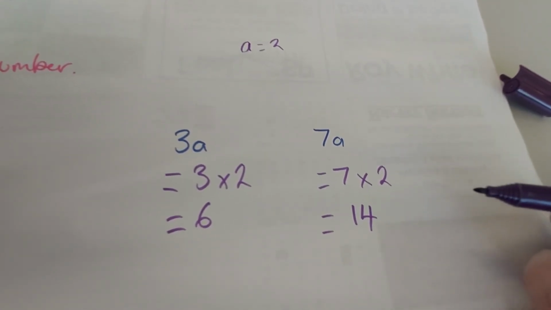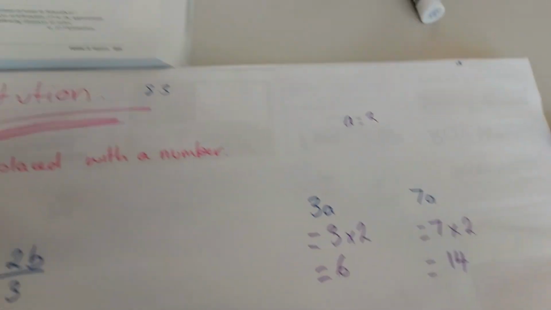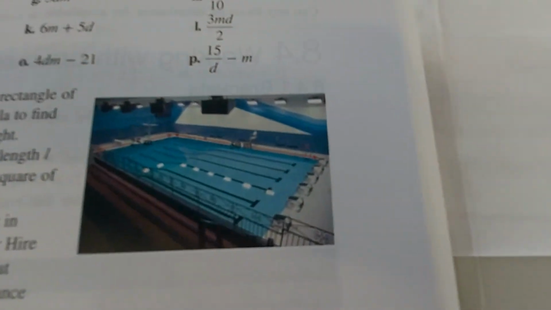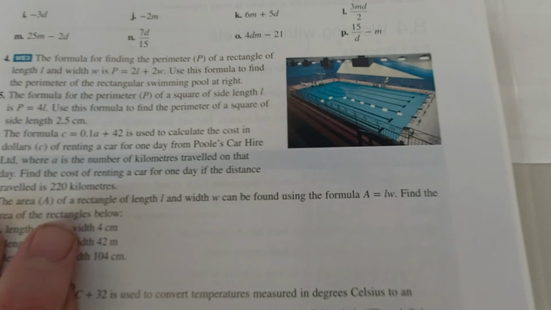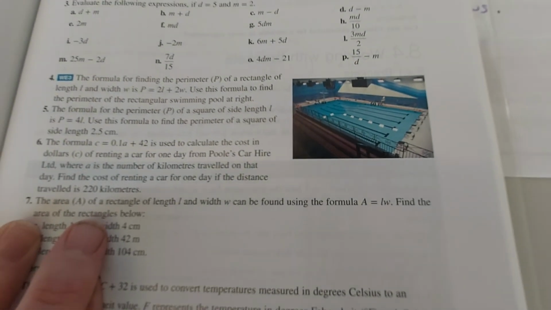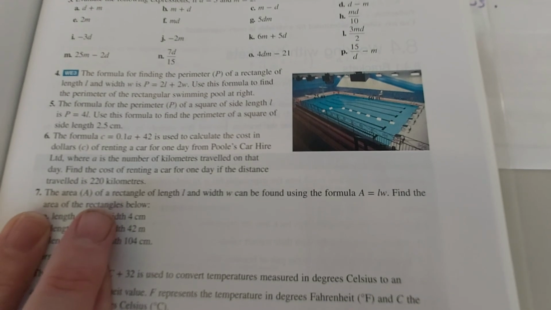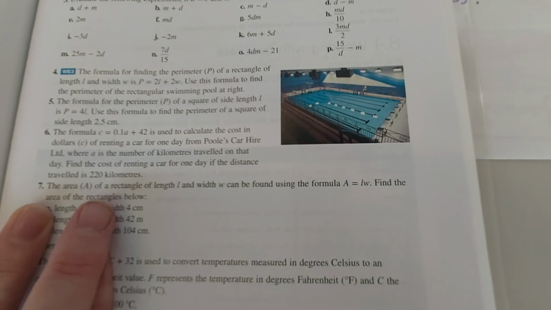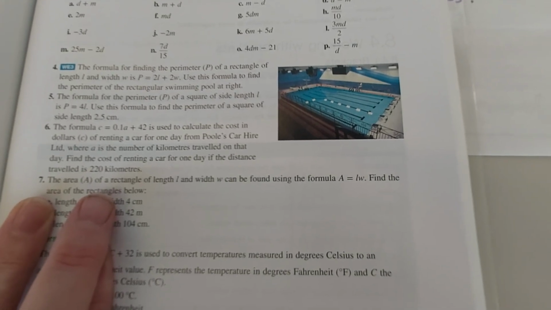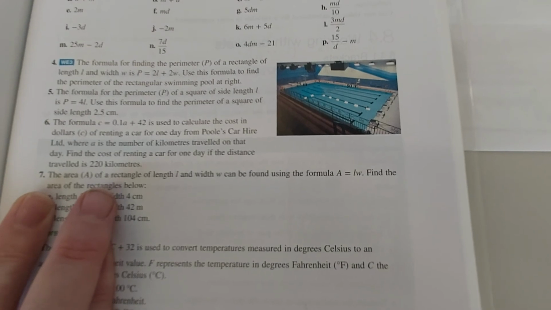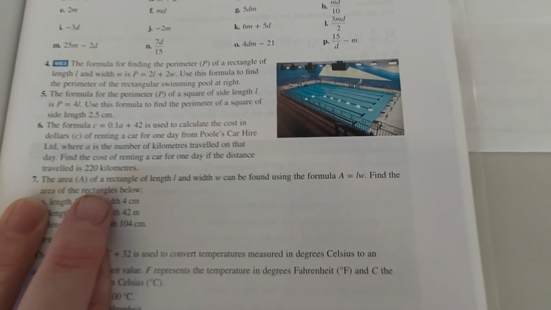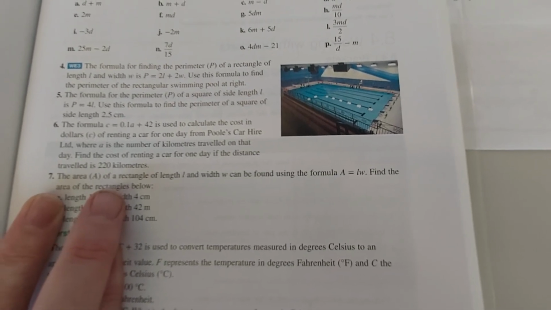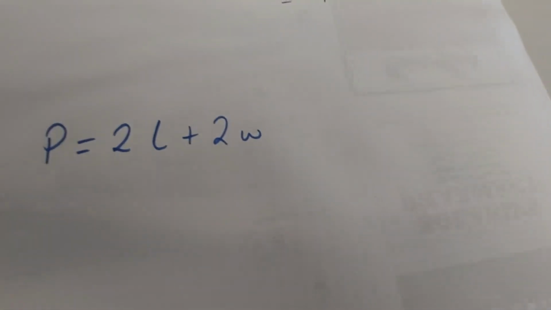Now, there does get to be a more complicated question if you go down to question 4. Now, you know it's a cool question because there's a picture of a pool. Ooh. Okay, let's read through this question together. The formula for finding the perimeter, P, of a rectangle of length L and width W is P equals 2L plus 2W. Use this formula to find the perimeter of the rectangular swimming pool at right. Okay, so the first thing I'm going to do is write down my formula.